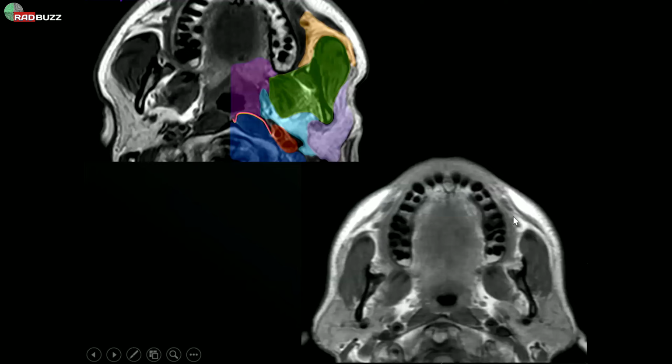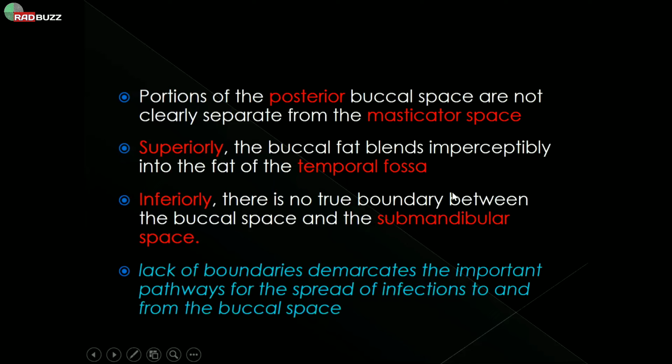Now any tumor of the gums, of this muscle, or any bony tumor or anything from outside going into this space, there will be loss of this white fat that is within the buccal space. So posteriorly it has communication with the masticator space.